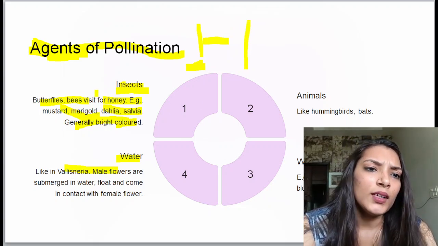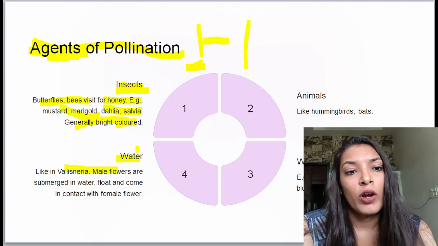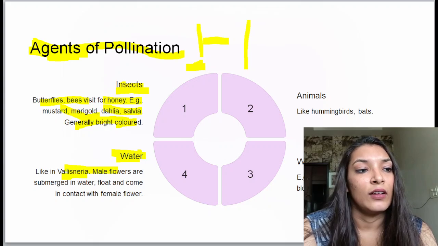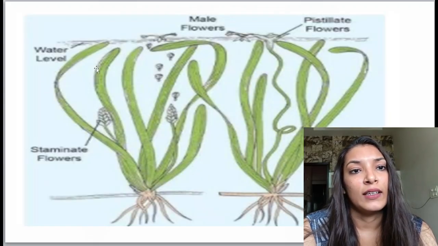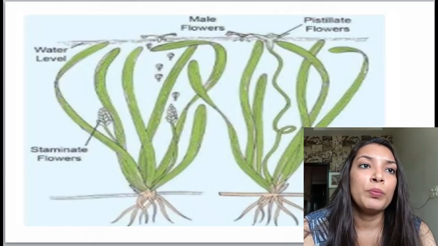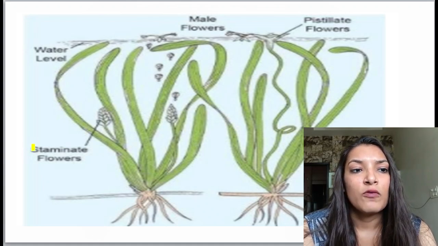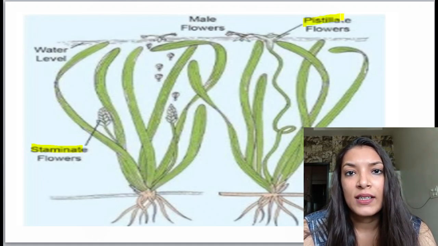All right. Next, we have the water. One of the water pollinated plants, a very good example, is Vallisneria. So consider the example of Vallisneria. Here there are two plants, right? We have already discussed what is a staminate flower and what is a pistillate flower.